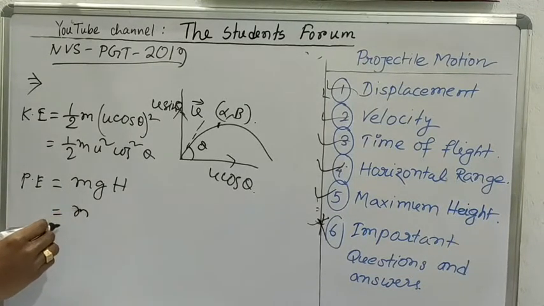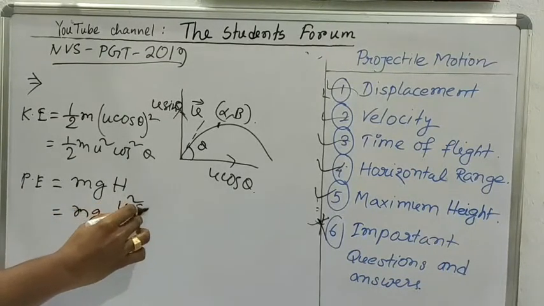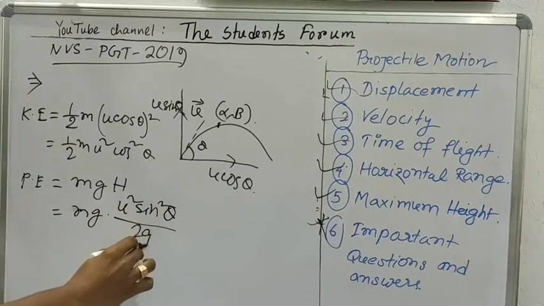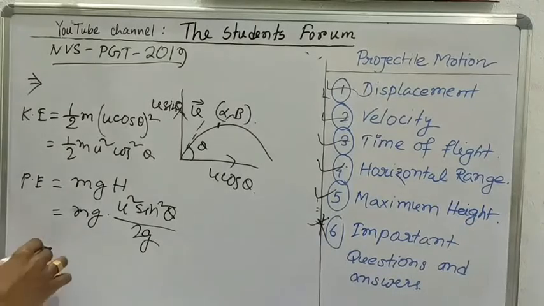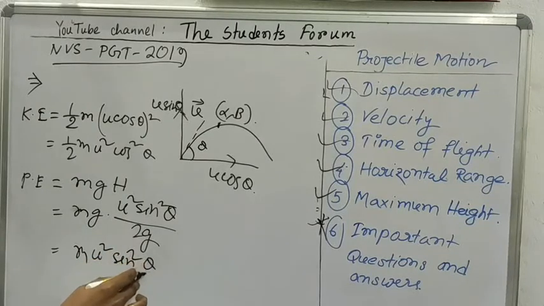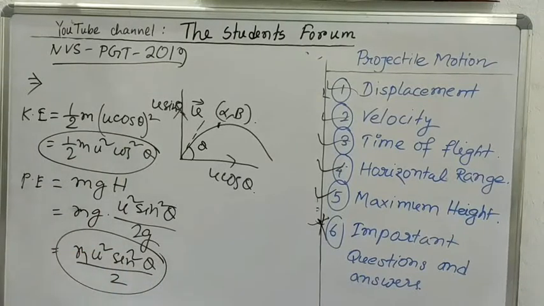m g into u square sin square theta divided by 2g. That means m u square sin square theta by 2. Now these two equations are giving the total energy, that is called the mechanical energy.